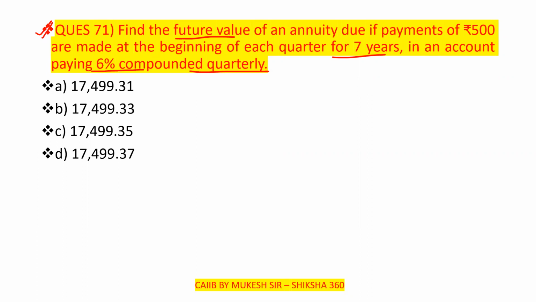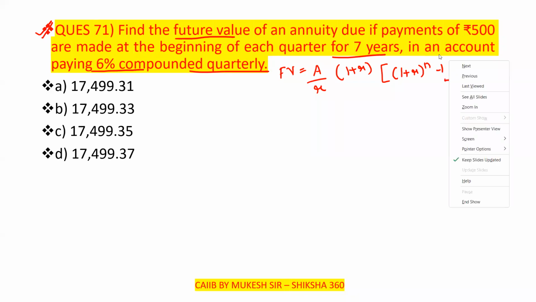First of all, we have to write the formula for the future value of an annuity due. Future value is equal to A upon R into (1 plus R) into ((1 plus R) power n minus 1). So this is the formula for that.